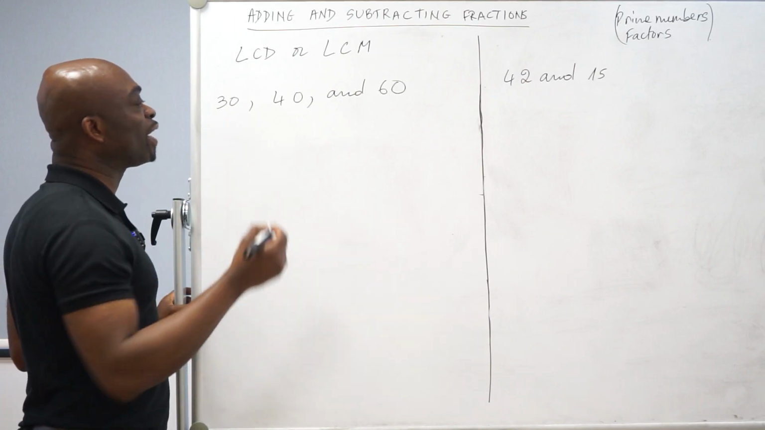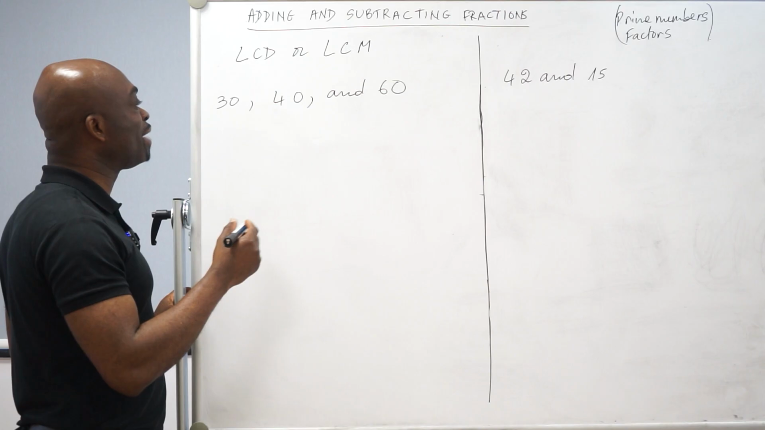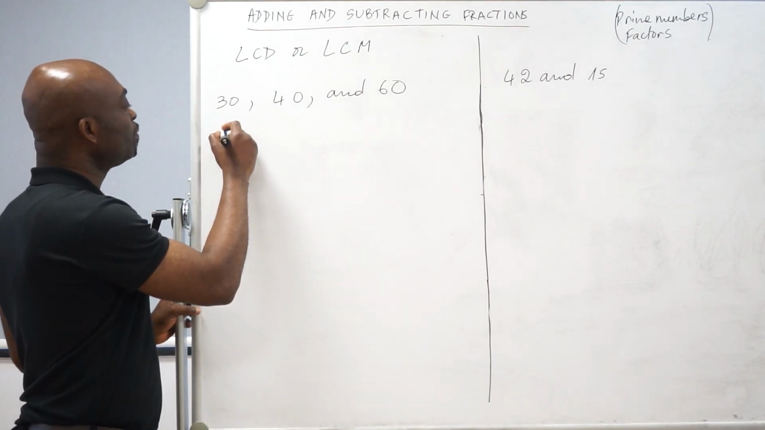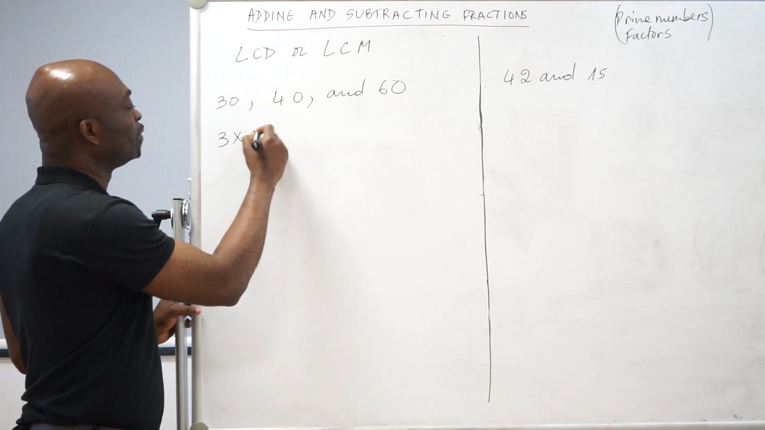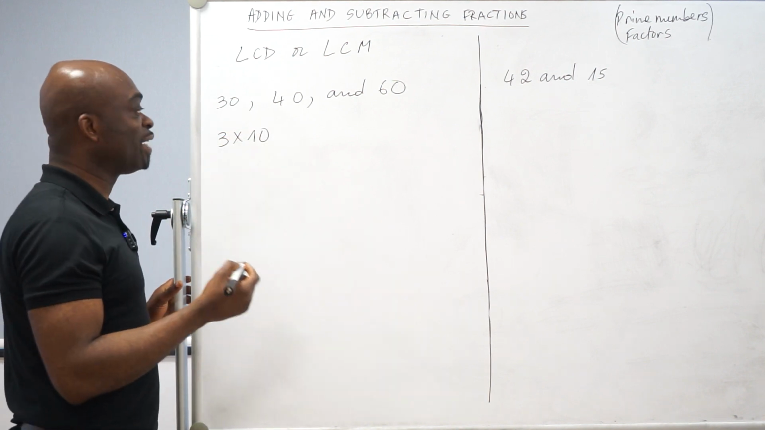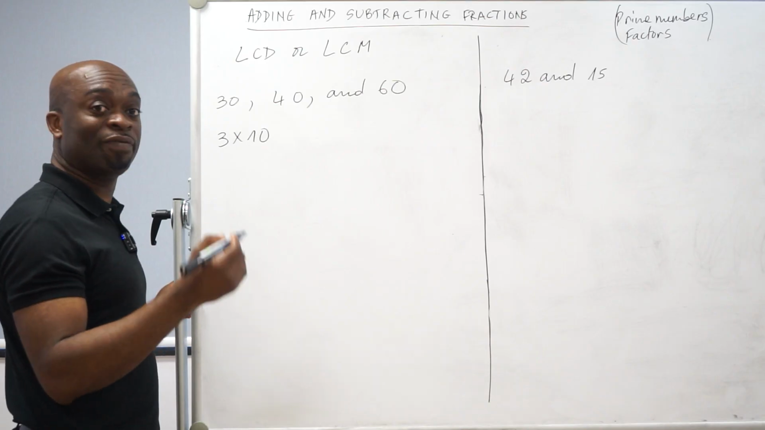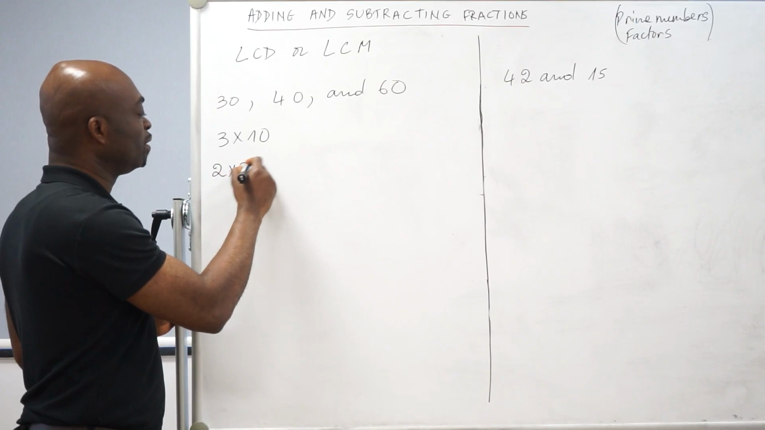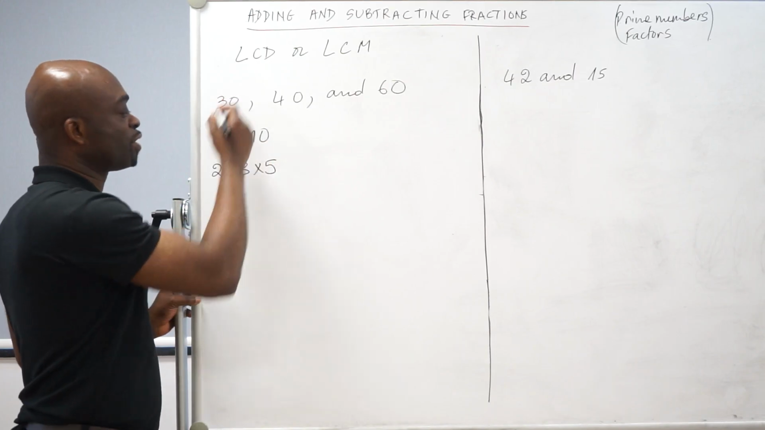So 30, how can we break down 30? So 30 can be 3 times 10, correct? And 10 is the same thing as what? 10 is the same thing as 2 by 5. So afterwards, we have 2 times 3 times 5. That would give us 30.